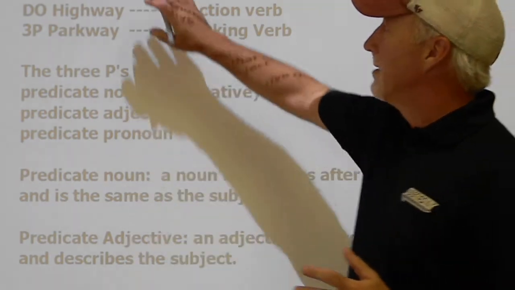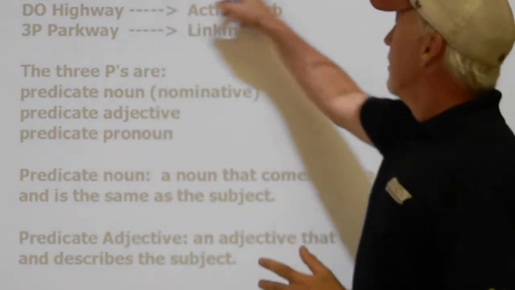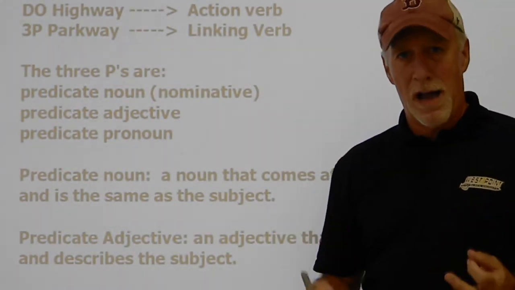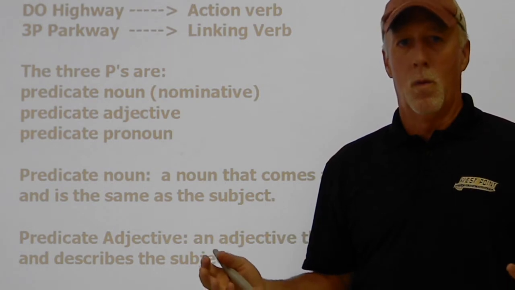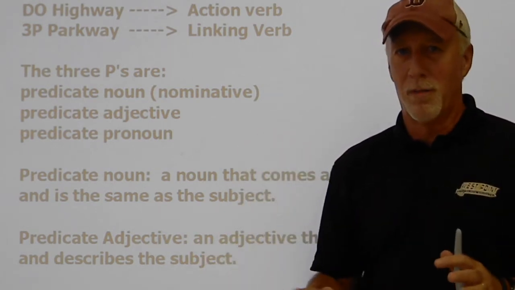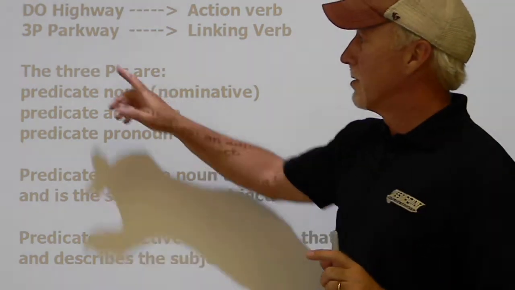Step 4. Bear with me. Step 4, determine if you're on the 3P Parkway or the DO Highway. What? Yes, I know some of you are sitting there with no clue what I'm talking about. Just write it down in your notes.